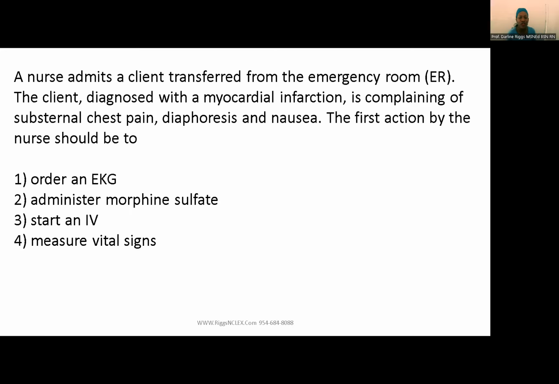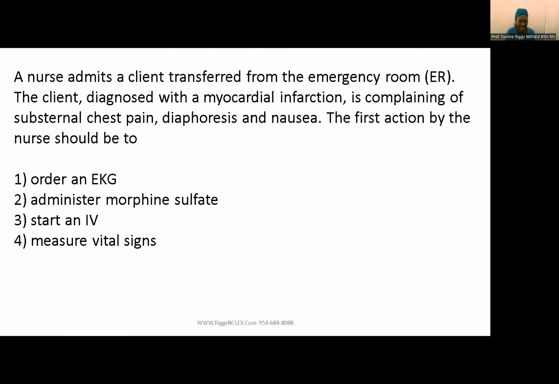A nurse admits a client transferred from the ER, the emergency room. The client is diagnosed with an MI, myocardial infarction, and is complaining of substernal chest pain. They're diaphoretic and nauseous. The first action by the nurse should be to... we're going to talk about this question and flip it around a little bit after you come up with your answer. ER, MI, chest pain, sweating, nauseous. Are you going to order an EKG, administer morphine, start an IV, or measure the vital signs? Send me some answers. Make up your mind.